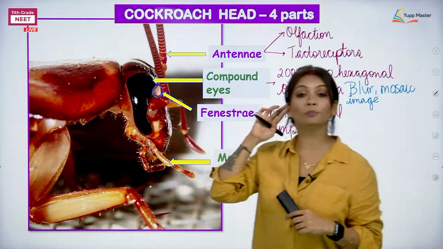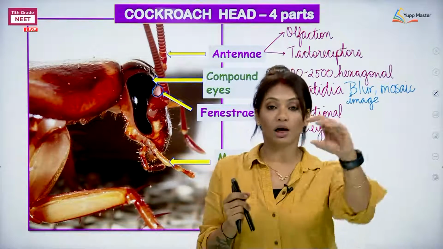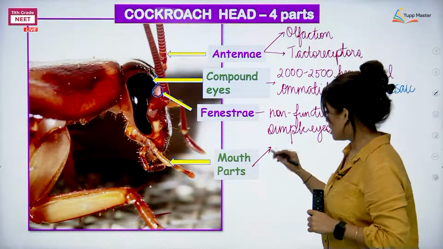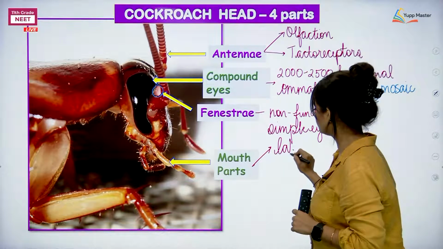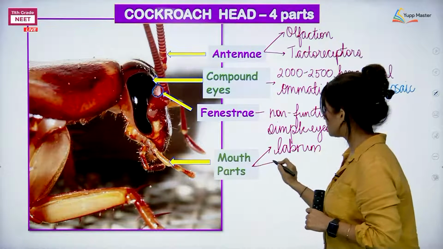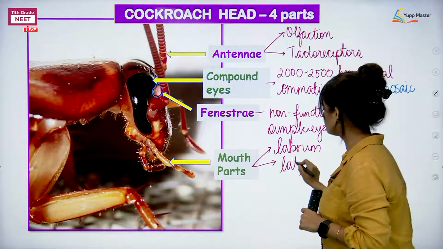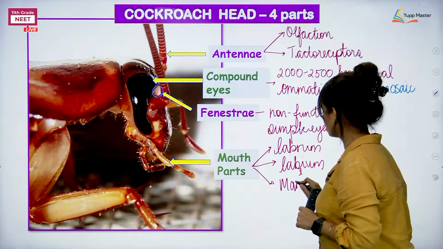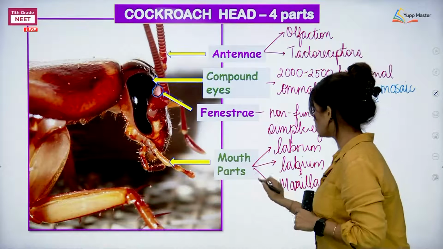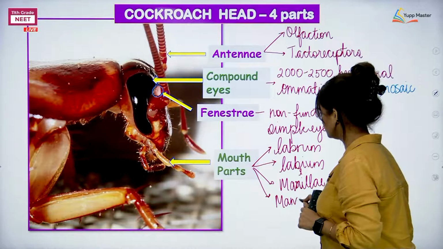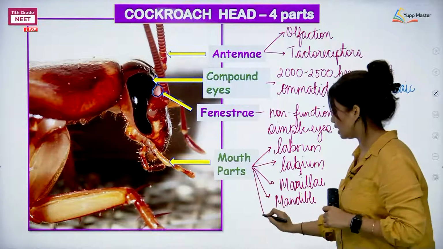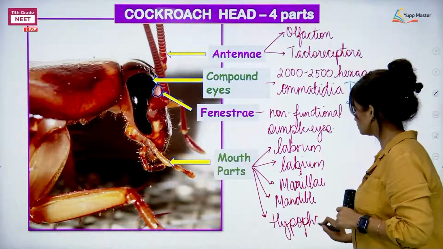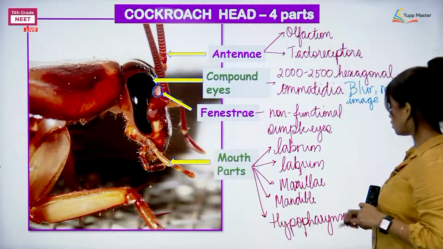Alright, and then we had the different mouth parts. The different mouth parts of the cockroach were the upper jaw, the lower jaw, the upper lip, the lower lip. Let's recall their names very quickly and then we continue. The upper lip was called the labrum. The lower lip was called the labium. The true jaw was called the maxilla. There was an additional jaw, which we called the mandible. And finally, the tongue of the cockroach was called the hypopharynx.